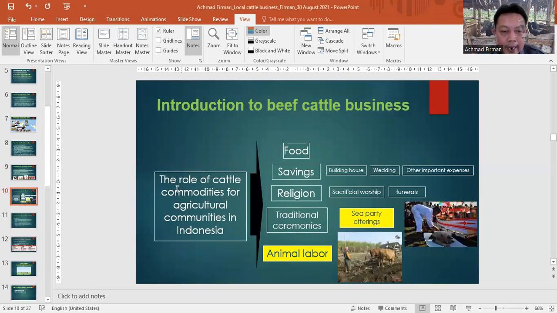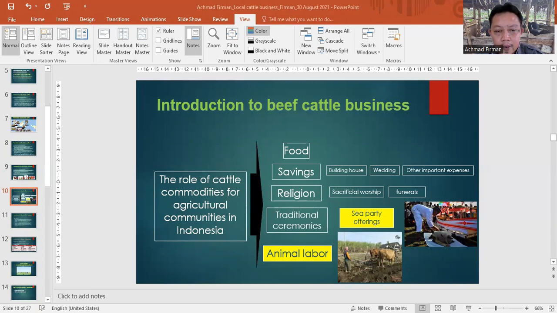You can see the role of cattle commodities for agricultural commodities in Indonesia. I have already discussed that one of the roles of cattle is as a source of food containing protein. Some of you cannot eat beef because it is forbidden by religion or ethnicity or other rules. We must respect that because it is everyone's right.